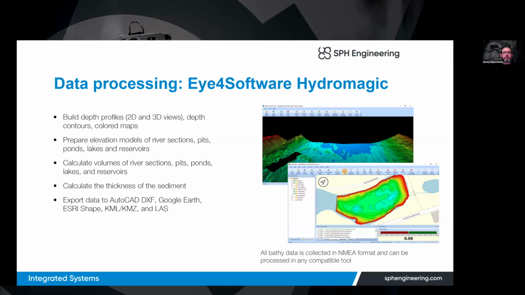We support direct import without any additional data transformation in HydroMagic, and HydroMagic can be used to export all standard output materials or reports which are necessary to end users or to customers who ordered bathymetric surveys. It can be DXF files or KML or GIF files or even point clouds.